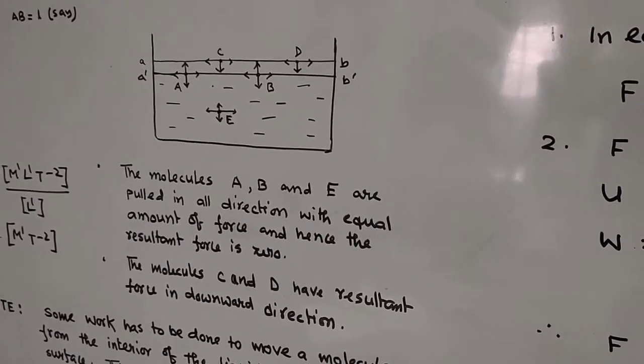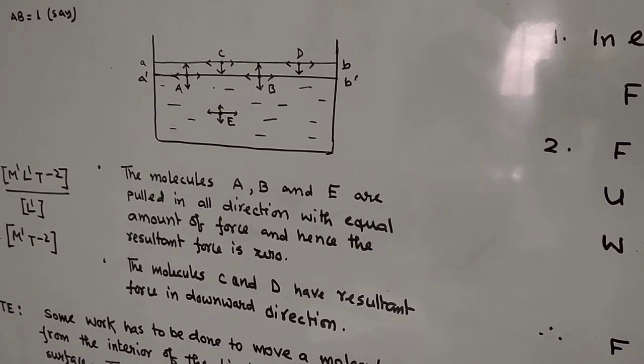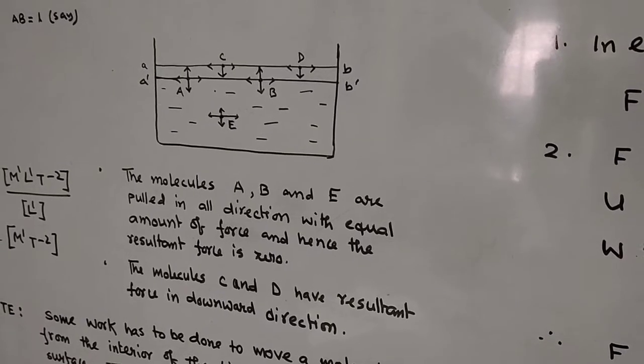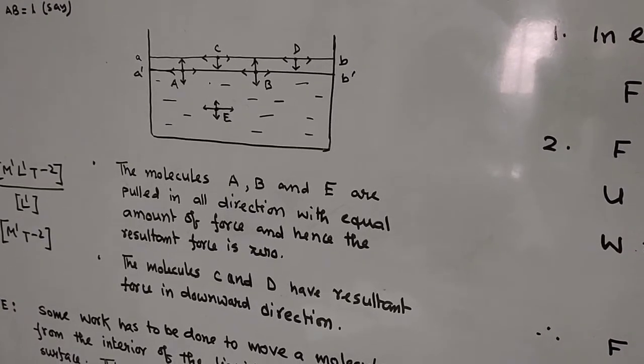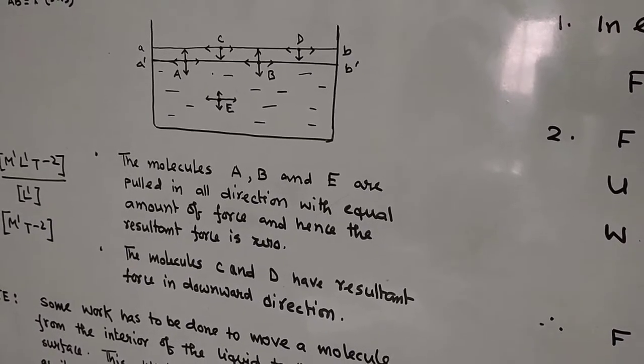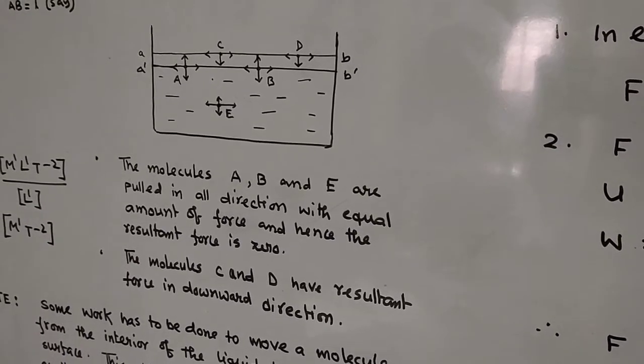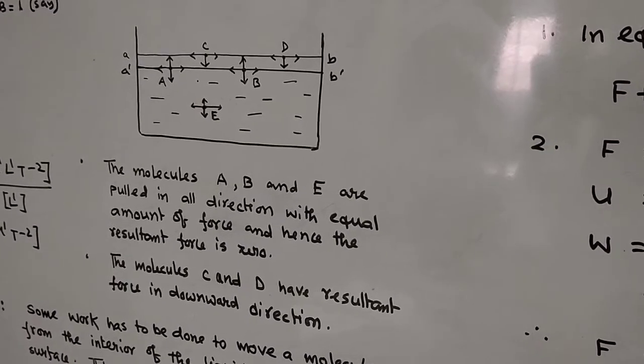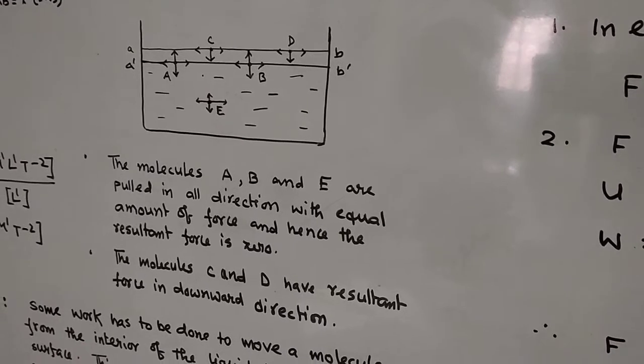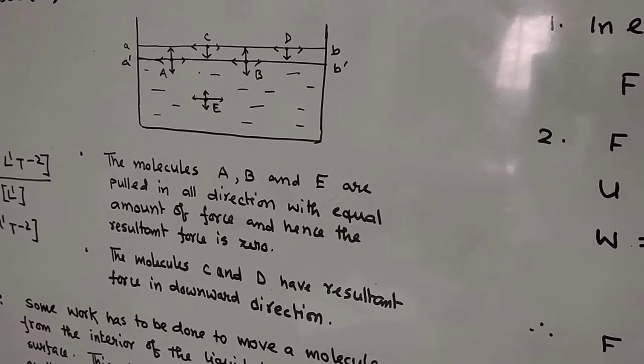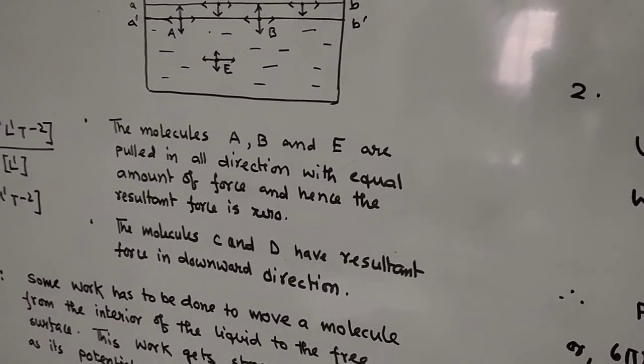So here what we have written: the molecules A, B and E are pulled in all directions with an equal amount of force, and hence the resultant force is 0. The molecules C and D have a resultant force in the downward direction because left and right get cancelled out, but there is no cancellation for downward, so that's why it gets pulled downward.